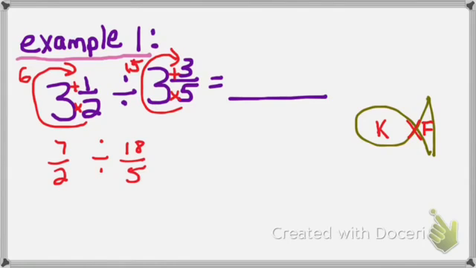So let's go ahead and follow the keep, change, flip. Keep my first fraction, 7/2, change my division to multiplication, flip 18 over 5 to 5 over 18. I now have this nice multiplication problem, 7/2 times 5/18. I will write that on the next page and go ahead to solve it.